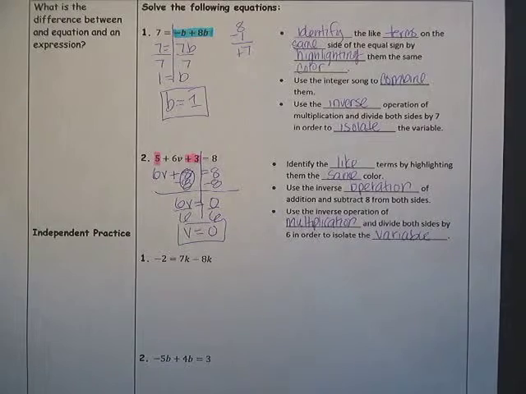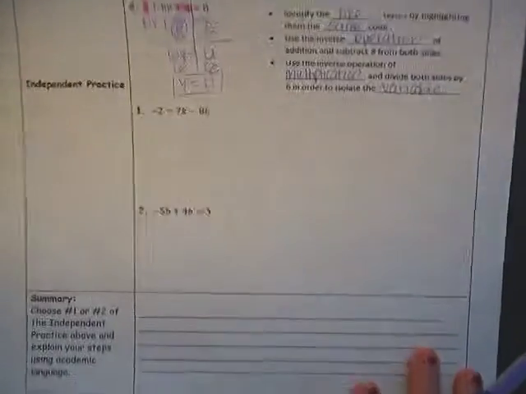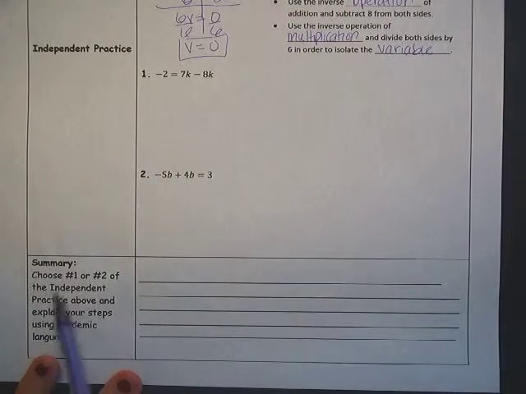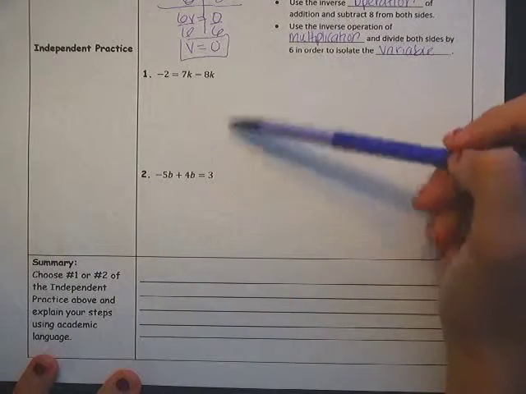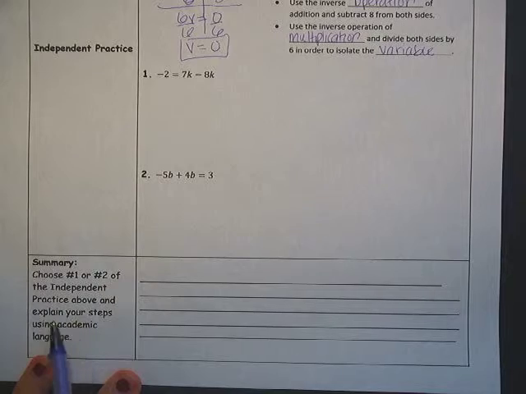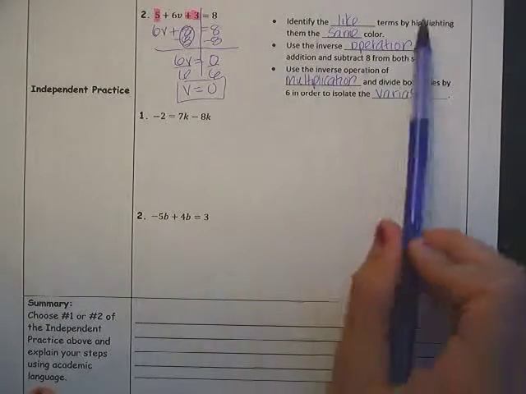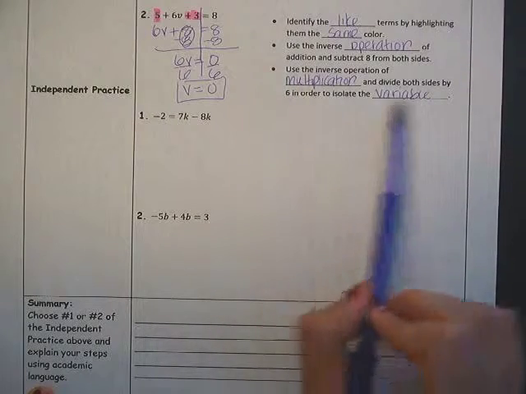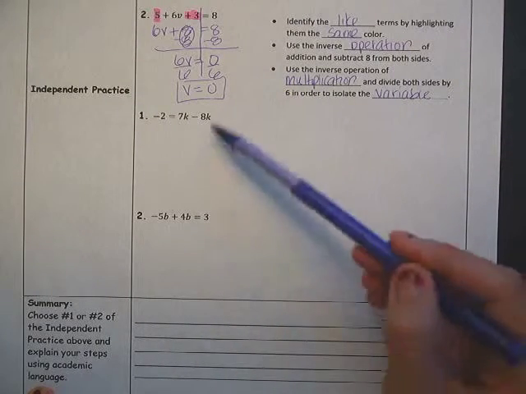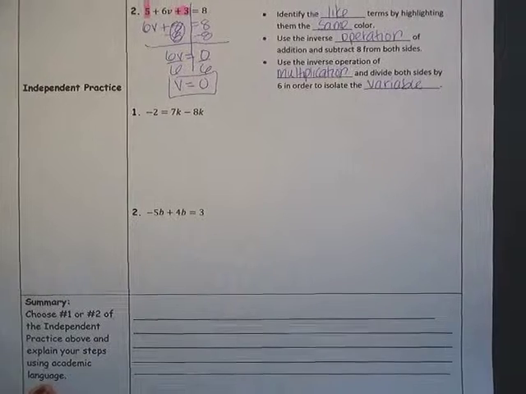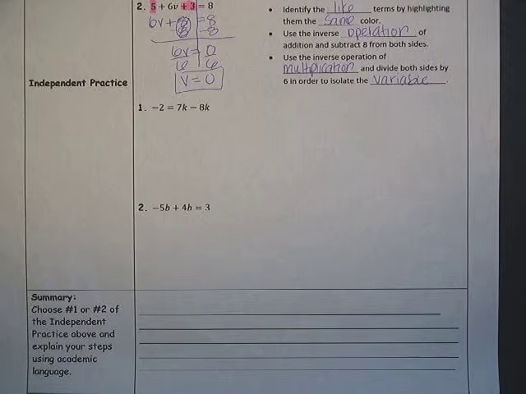Alright, so you're going to now complete the independent practice. Now your summary, after you're done completing the independent practice, is to choose number 1 or number 2, either one of these above, and explain your steps using academic language. So you can go ahead and use how I bulleted the steps here and kind of mimic what you're doing here in your summary for 1 or 2. You don't have to do both.